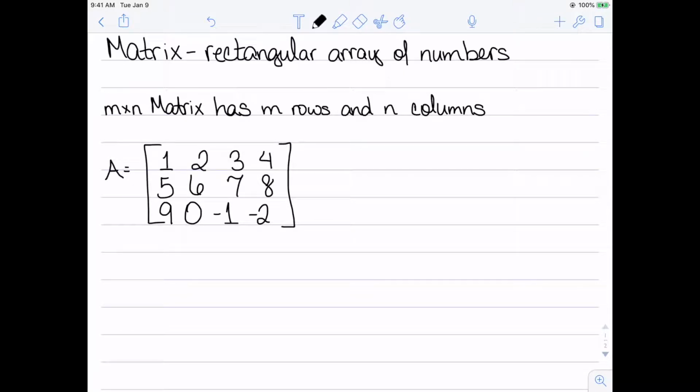Here is a very, very basic example of a matrix. This is a 3 by 4 matrix since I have 3 rows and 4 columns. But we can see that it's just a rectangle with numbers in it.